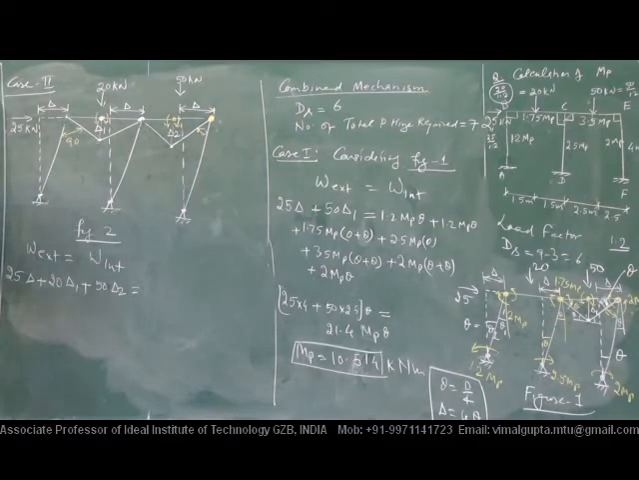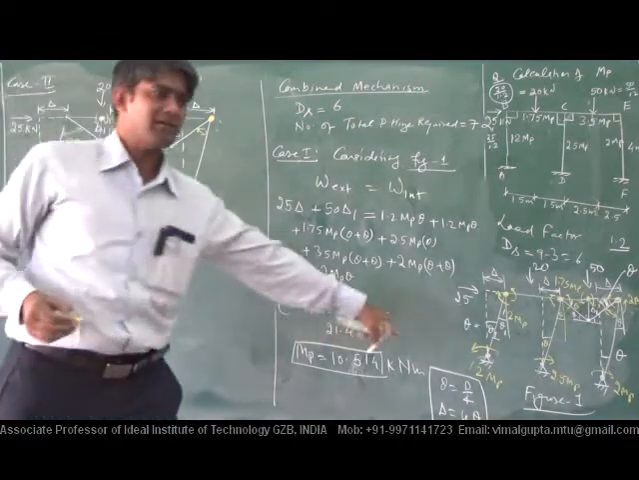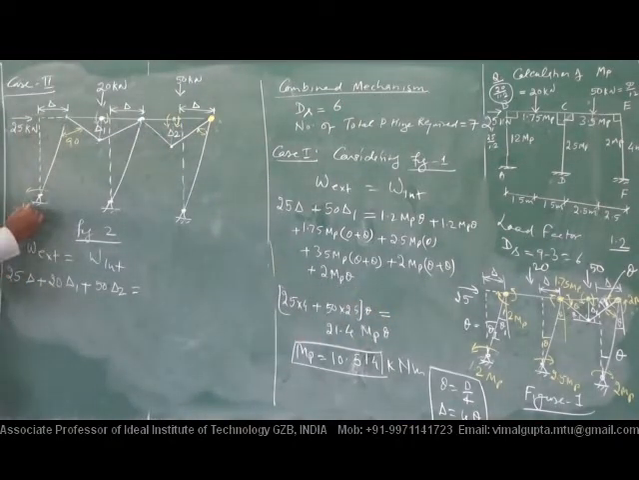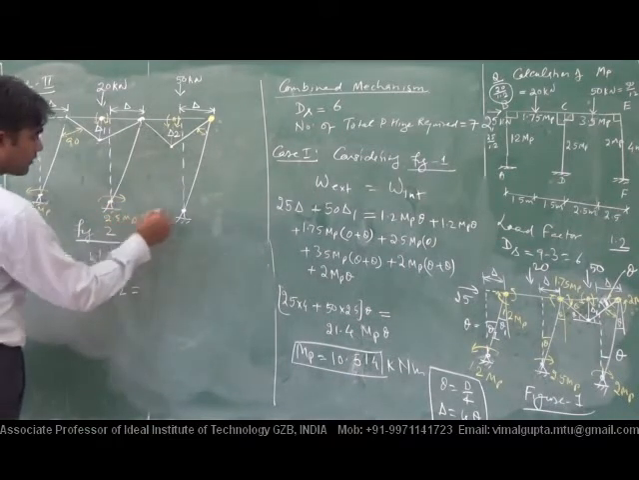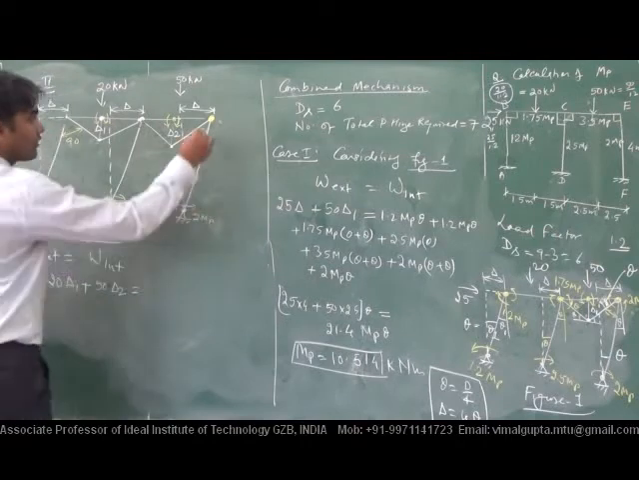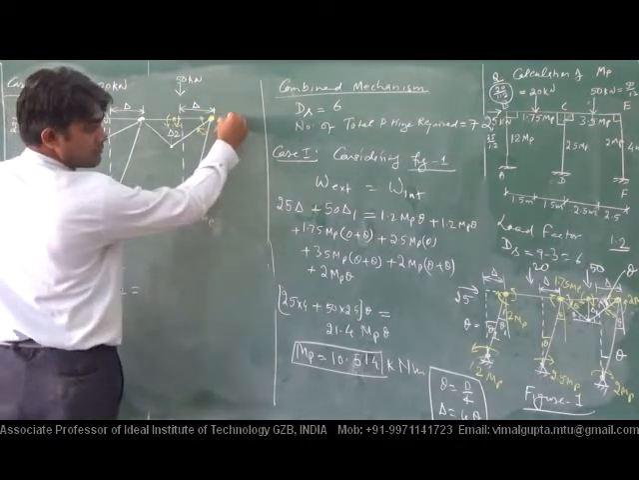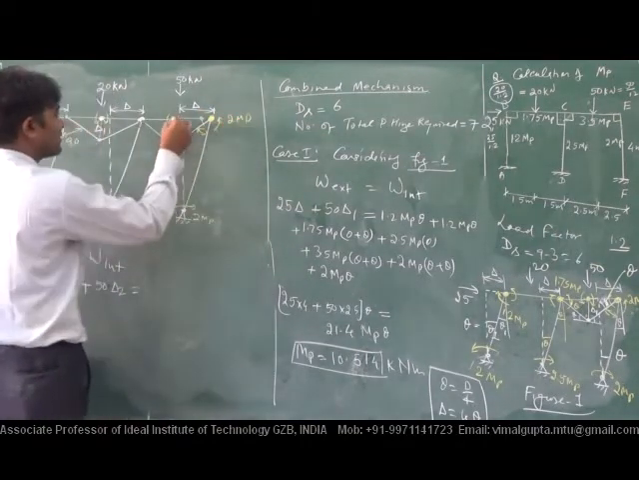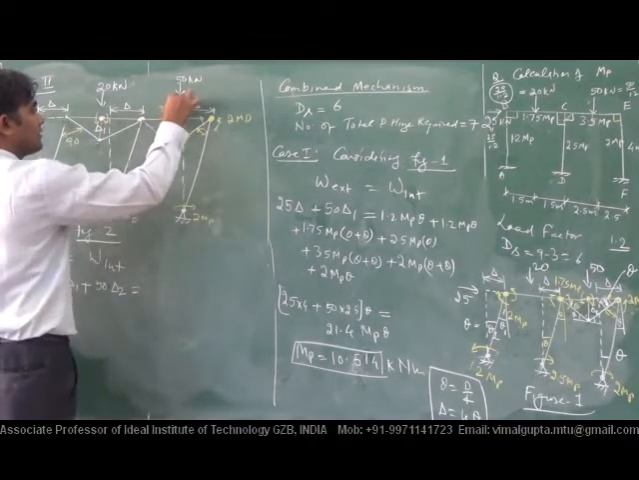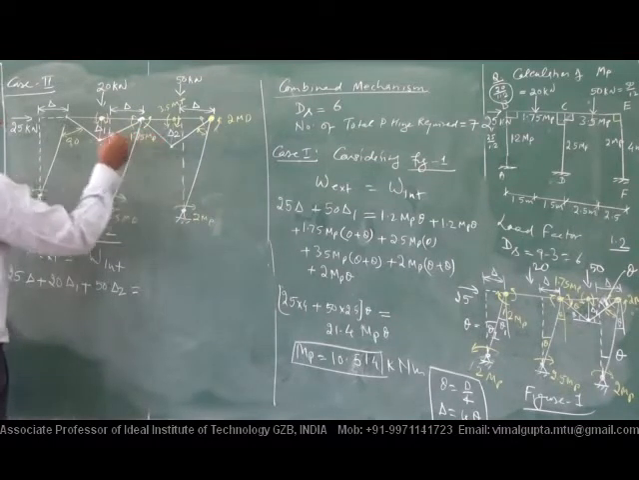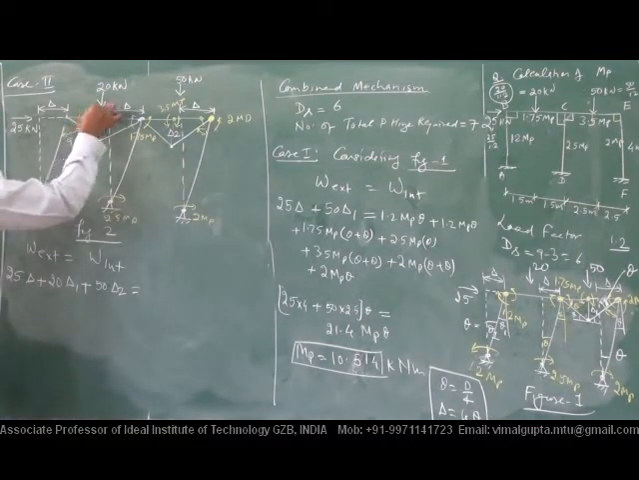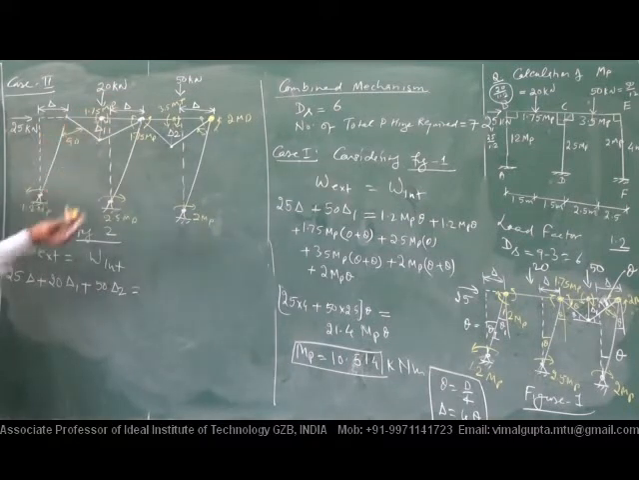And what will be the internal work done? For that we must first locate the hinges, which has been located here, the same thing. Just tell me the values: 1.25 MP, 2.5 MP, 2 MP, here 2 MP, here 3.5 MP, 1.75 MP here, 1.75 MP here. That's it, no need for more.